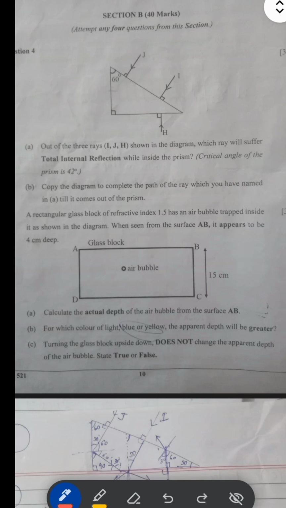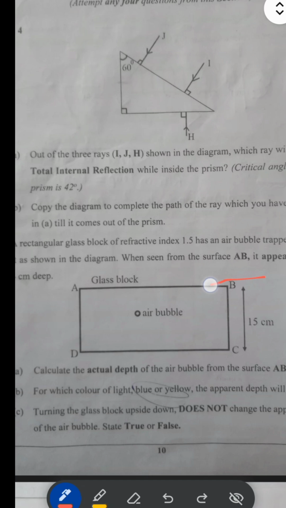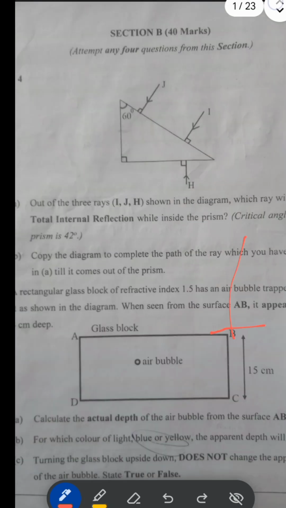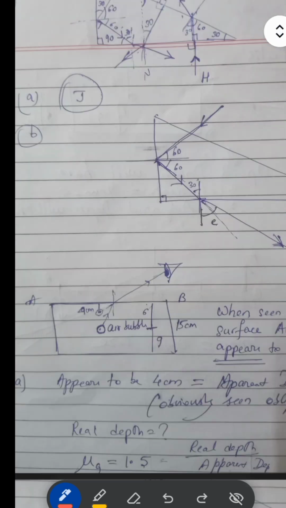First, let's start with question number 4. Out of the three rays I, J, H shown in the diagram, which ray will suffer total internal reflection? Let us see which ray. The answer is J, but how does it come about? We have drawn a diagram to show that.